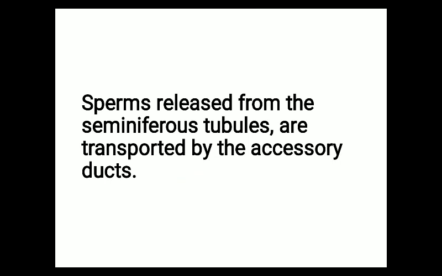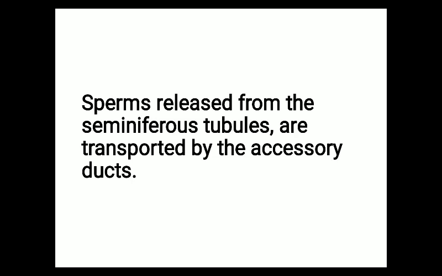Sperms released from the seminiferous tubules are transported by the accessory ducts. So try to recall the structure of the human male reproductive system. The accessory ducts help in the transfer of the male gamete, the sperm, out of the body of the human male, and these accessory ducts include the vasa efferentia, epididymis, vas deferens, and urethra.